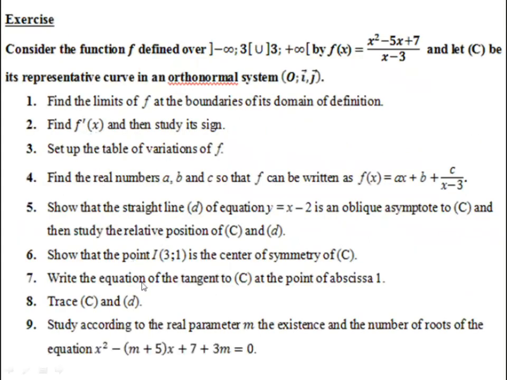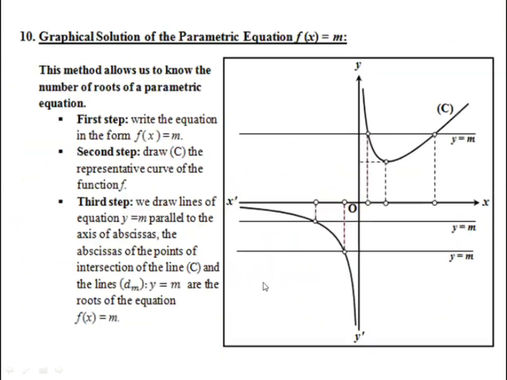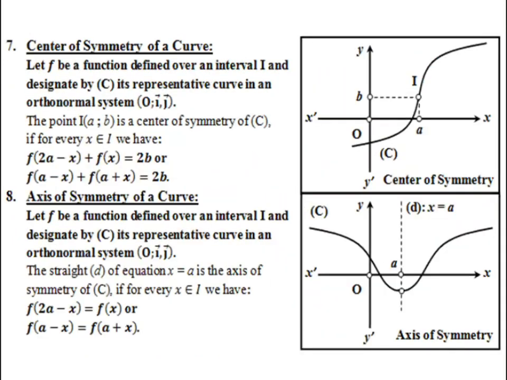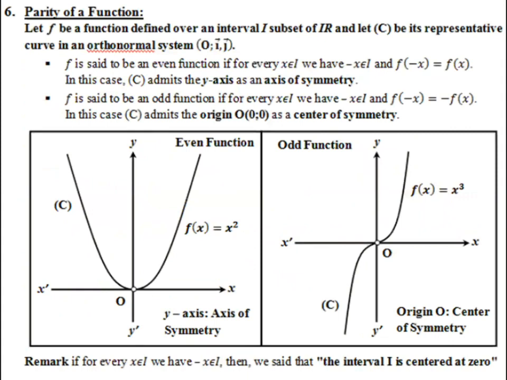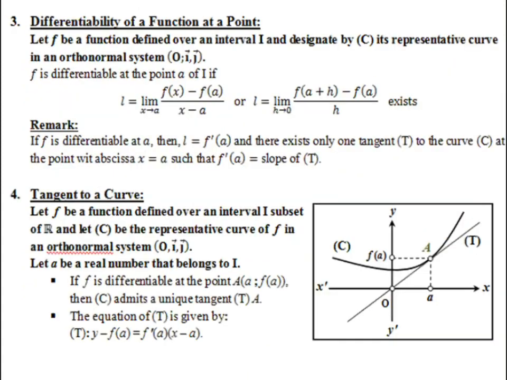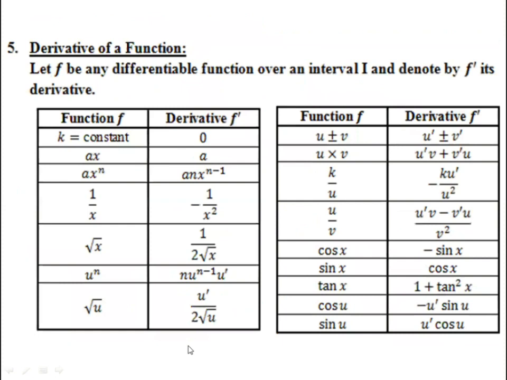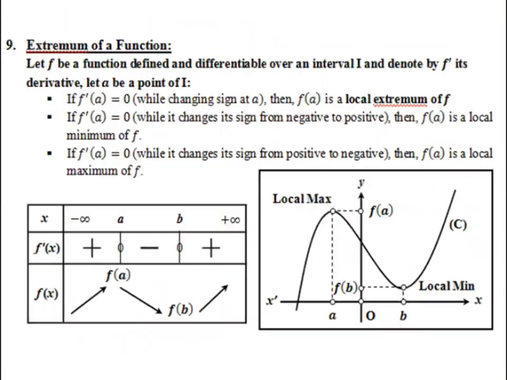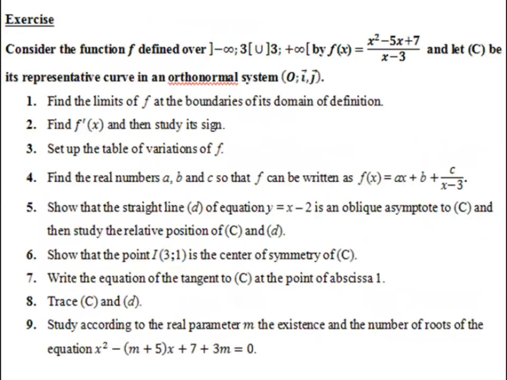Now we have to write the equation of the tangent to the curve C at the point with abscissa 1. So we will apply this formula. The equation of the tangent T to the curve C at the point of abscissa 1 is y minus f of 1 equals f prime of 1 multiplied by x minus 1. Then we have to find f of 1.